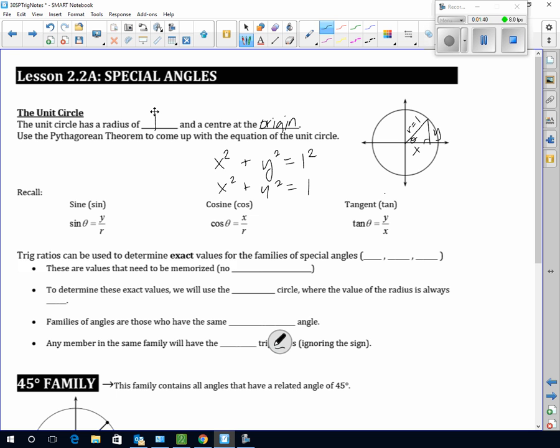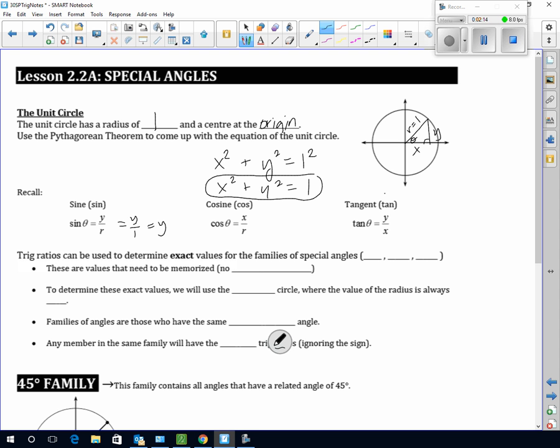Okay, so remembering that sine was y over r and cosine is x over r. But now because we're talking about the unit circle specifically, our r is 1. So what happens when I take y and divide by 1? I get y, right? So that means sine theta in a unit circle is actually the y coordinate.